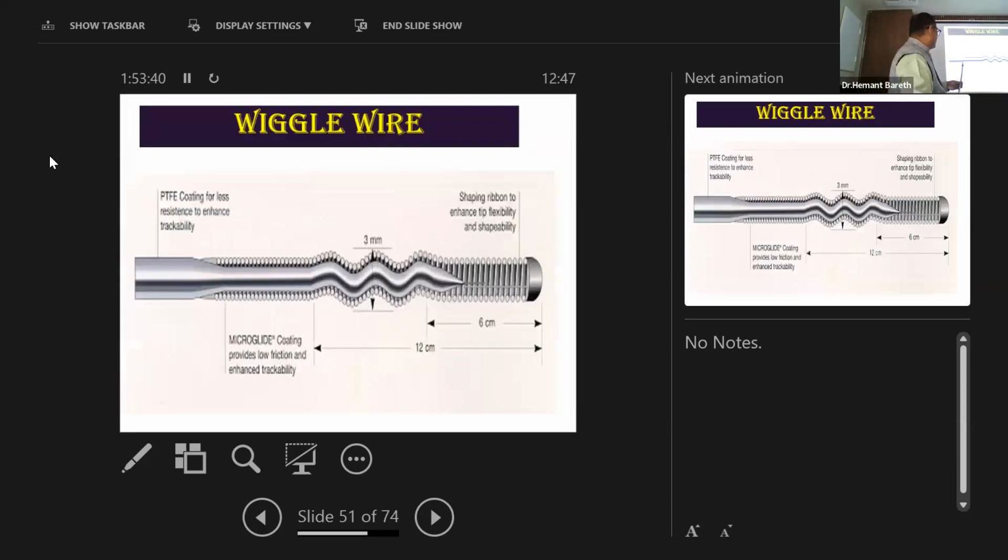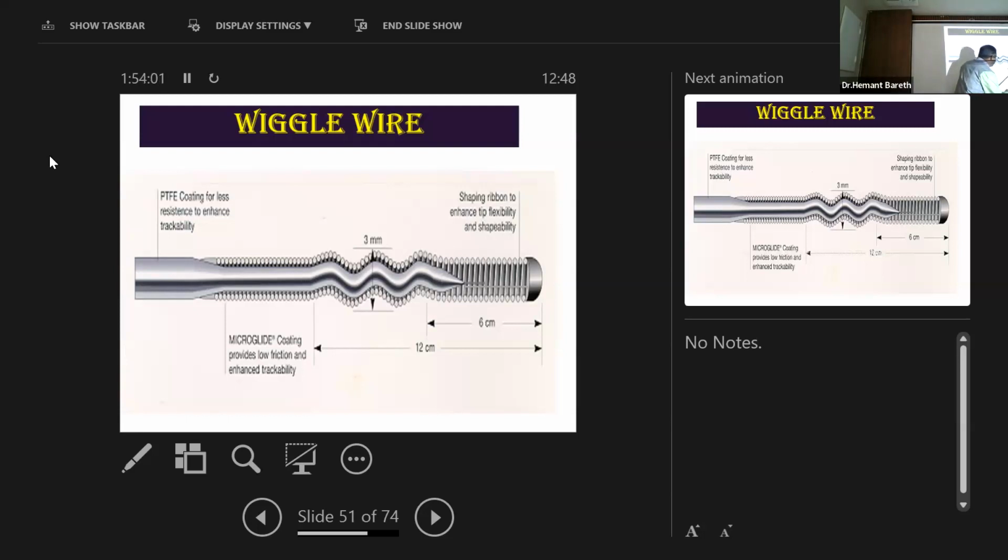So what is this wiggle wire? So you see, this is the wiggle wire. So again, microglide coating, hydrophilic coating to make it a very flexible wire. So you push, this guy can come here. You push more, this will go this direction. Push more, it will come this direction.